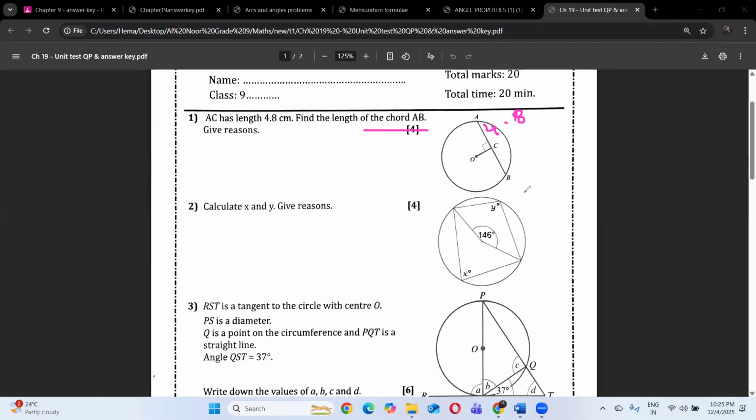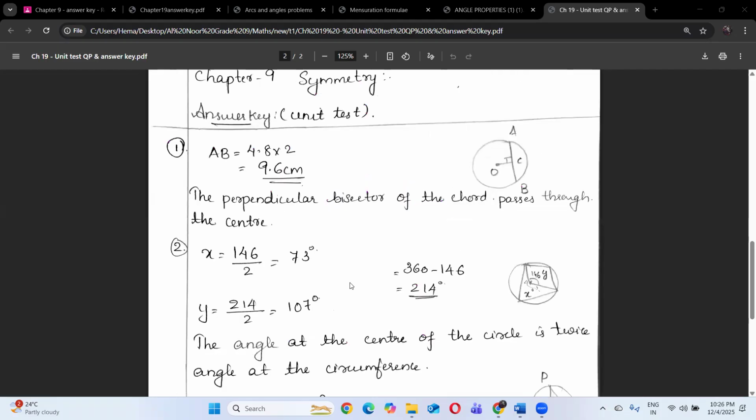If you observe now, AC is exactly half of AB. So if you double AC, then you will get AB. So it will be 9.6 centimeters. That's it. AC is 4.8, they want AB, so double it, then times 2 is 9.6. What is the reason you will write?